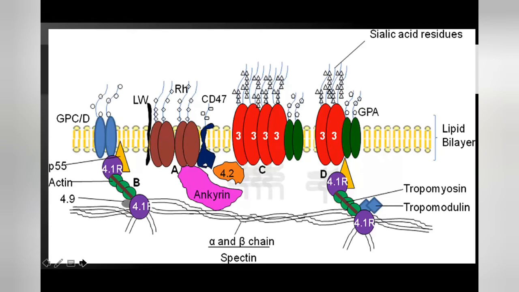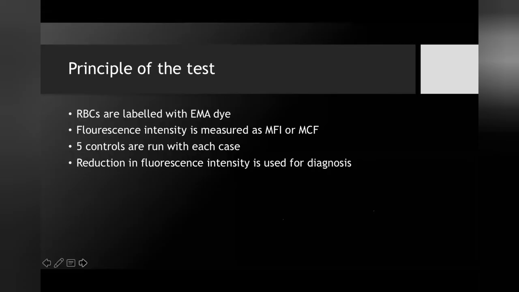So what this EMA dye does, or how it helps us in seeing hereditary spherocytosis, is that the dye binds to the band 3 protein and also to the RH complex here. So it can bind to the band 3 and RH complex, and that is why it helps us in seeing whether the cytoskeleton is intact or not.